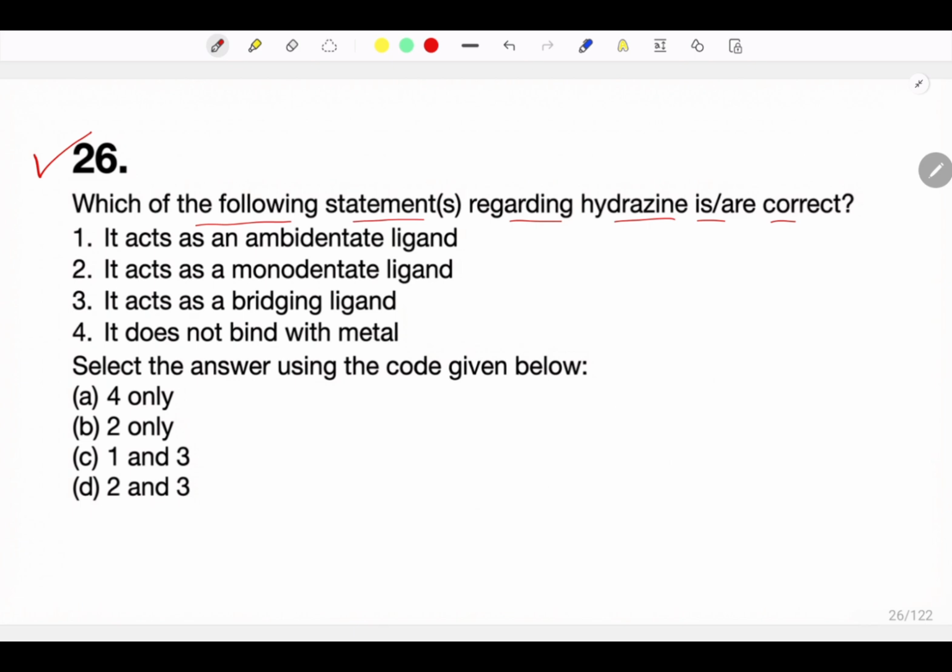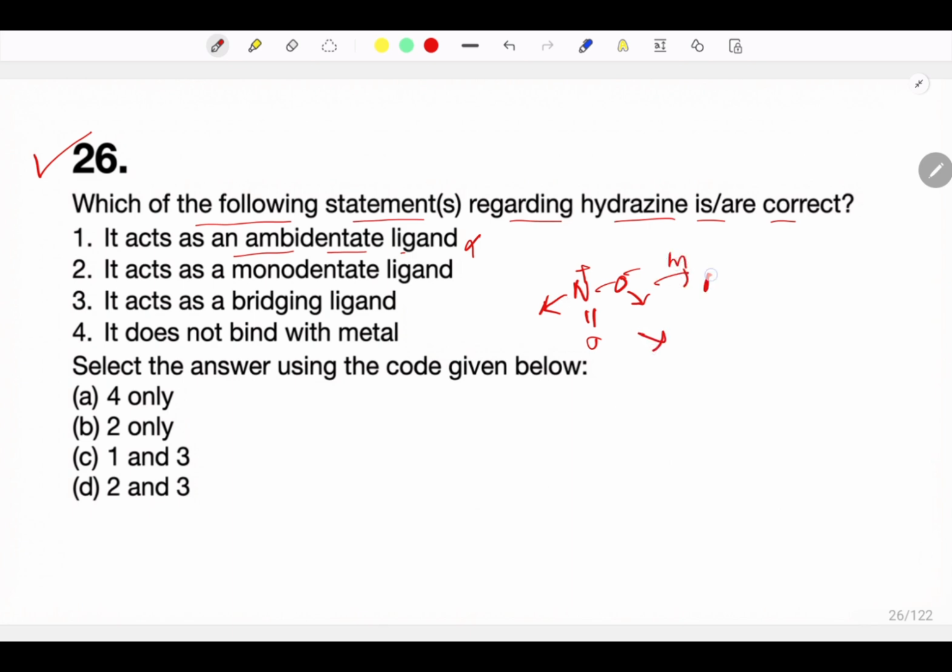So first of all, it acts as an ambidentate ligand. That is not a correct option, because an ambidentate ligand is like this, N+ O− double bond O. So in the ambidentate ligand, this end can act as a ligand, and this end also acts as a ligand. So both will give different structures.